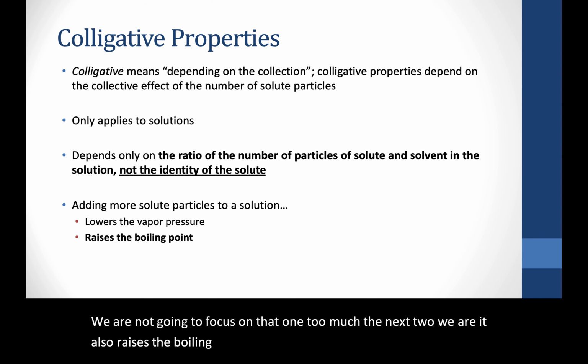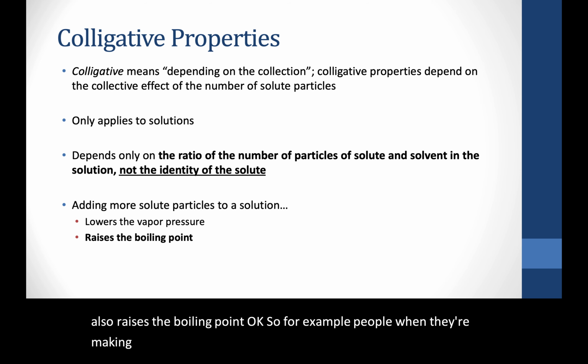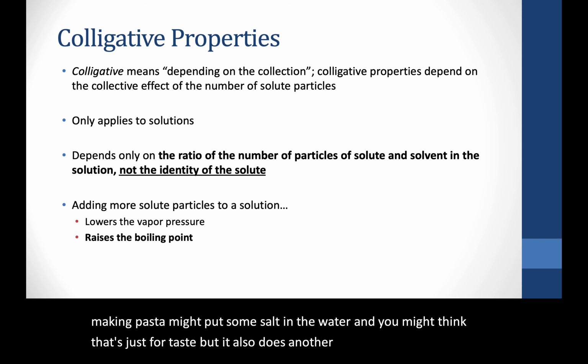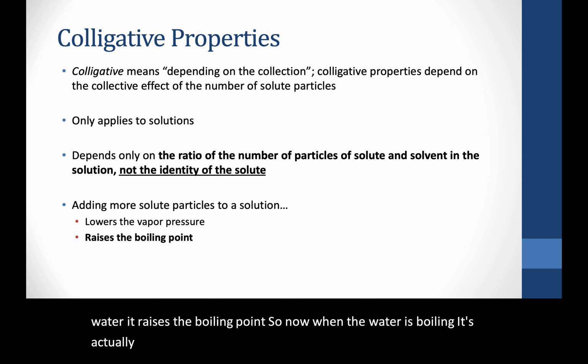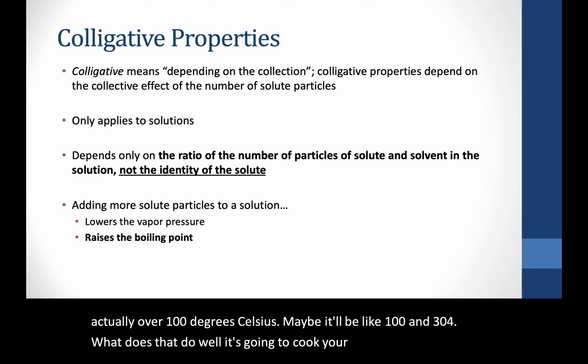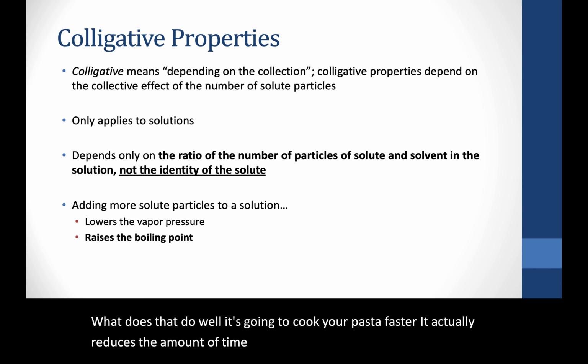For example, people when they're making pasta might put some salt in the water, and you might think that's just for taste, but it also does another thing. By putting salt in the water, it raises the boiling point. So now, when the water's boiling, it's actually over 100 degrees Celsius, maybe 103, 104. What does that do? Well, it's going to cook your pasta faster. It reduces the amount of time you need to cook it because it's now cooking at a higher temperature.